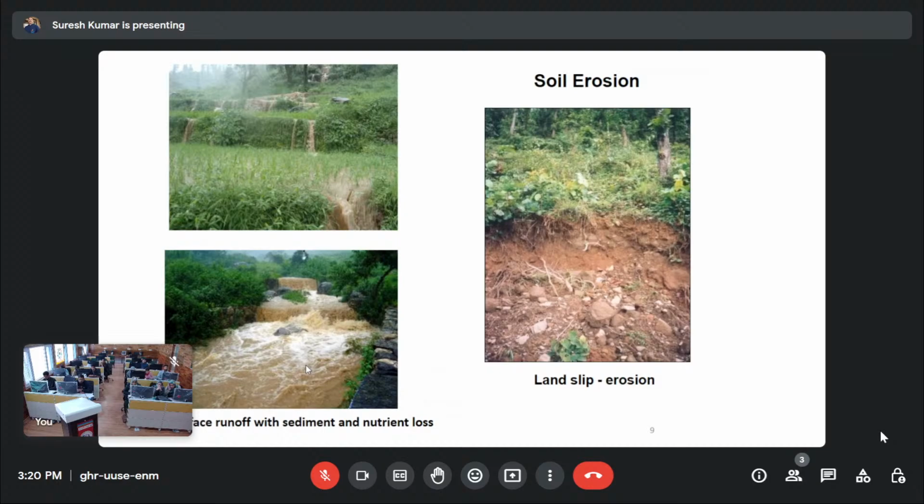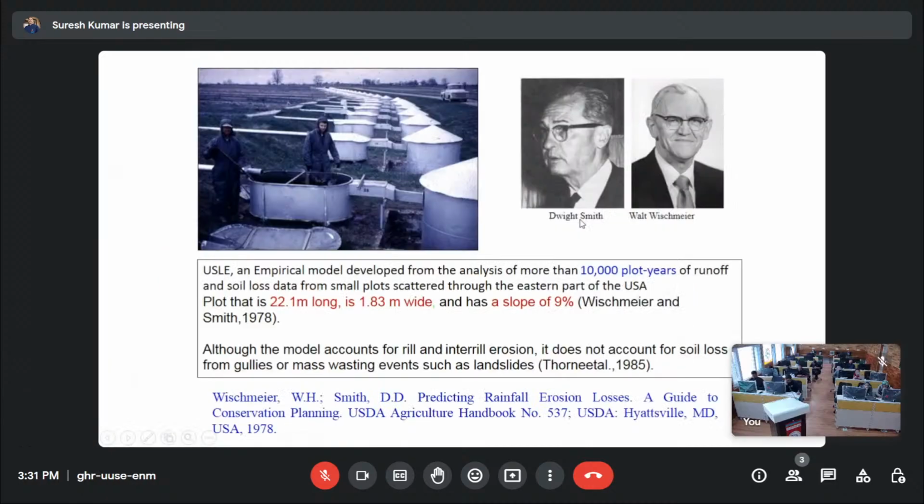Who has done this modeling? You come to that one. The first model developed in the world is the USLE model, Universal Soil Loss Equation. This model was developed by Wischmeier and Smith, two scientists in the USA who conducted a series of experiments. You see the plot experiment. They conducted plot experiments, and the plot was 22.1 meters long, 1.83 meters wide, and had a slope of 9%. They made the standard plot and conducted it throughout the USA, mainly the eastern part, and they got data of 10,000 plot-years. So much data they got, and then they developed the model, the Universal Soil Loss Equation.